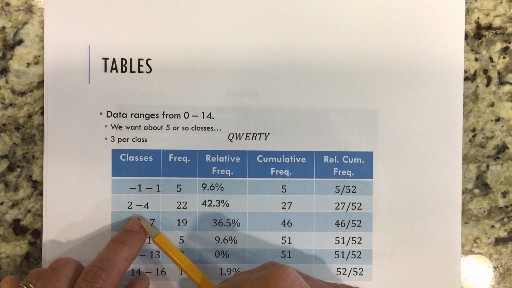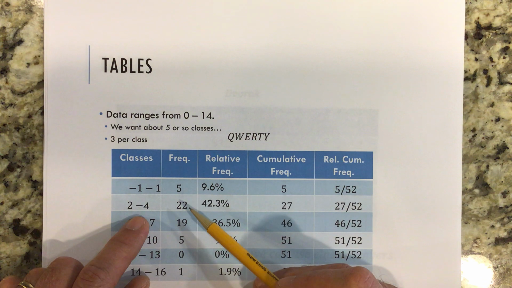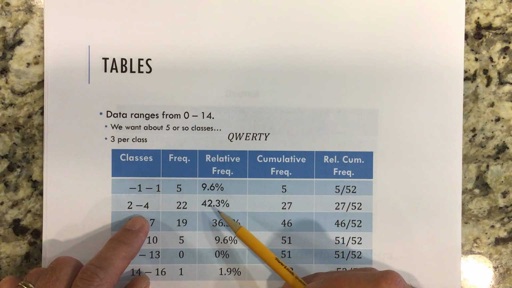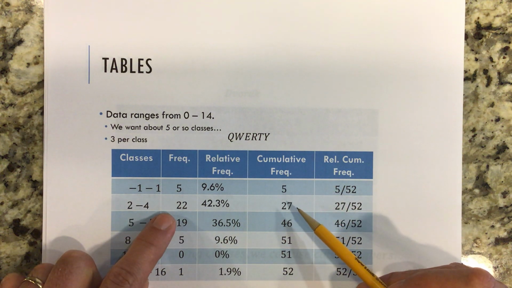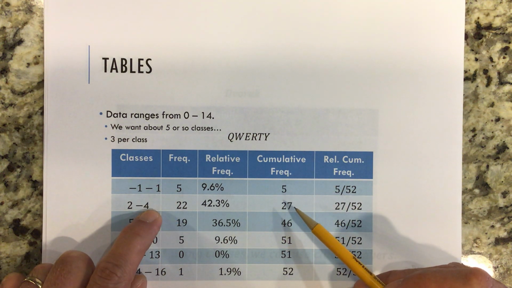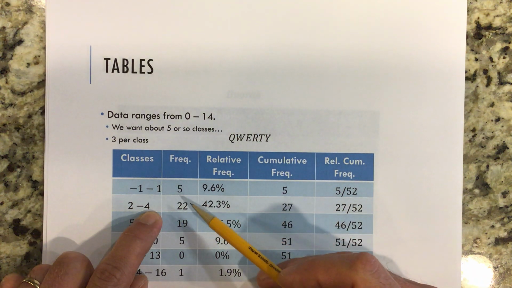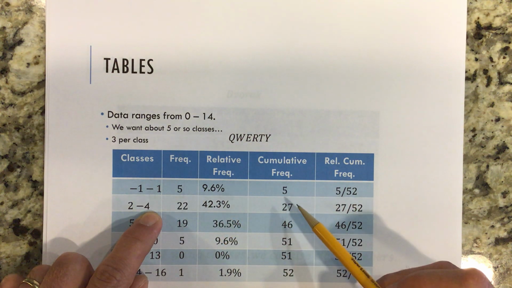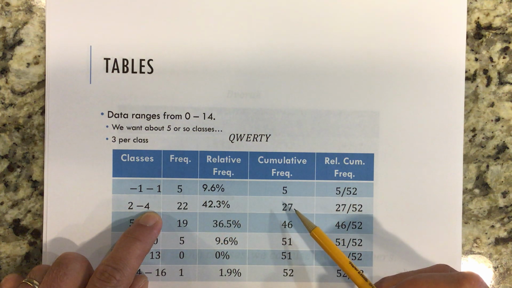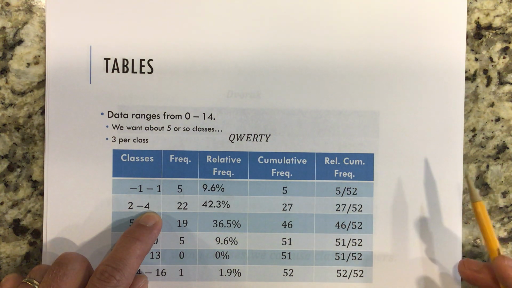Okay, my next class, words that scored 2, 3, or 4. There were 22 words that scored a 2, 3, or a 4. So that's 42.3%. Now notice cumulative. I'm now saying how many words scored 4 or lower? Well, there's 27 such words because there's 22 in this class plus 5 that scored below that class. So 27 would be my cumulative frequency, 4 or less. And of course, my relative cumulative frequency, 27 out of 52.